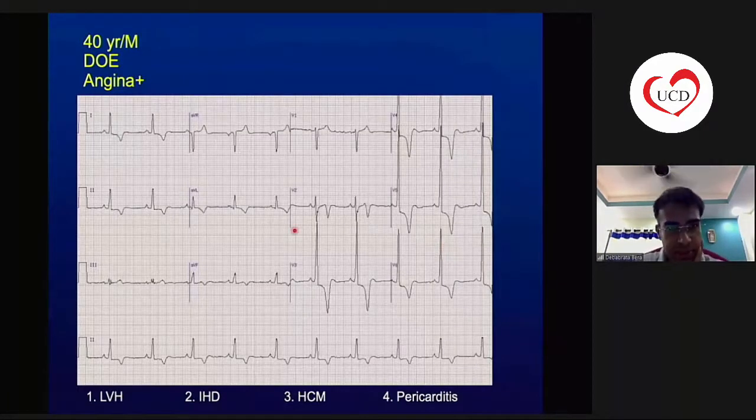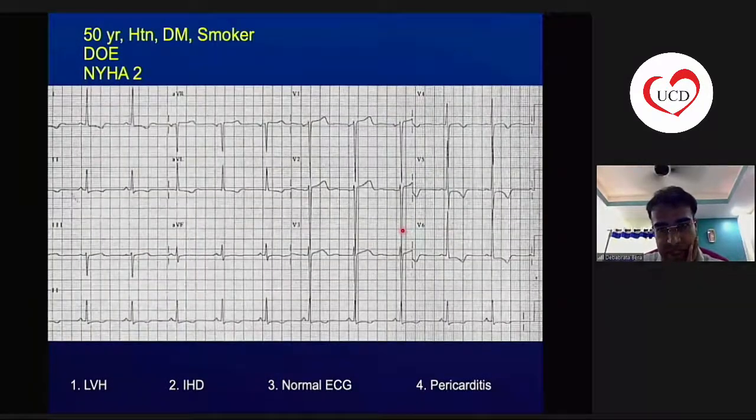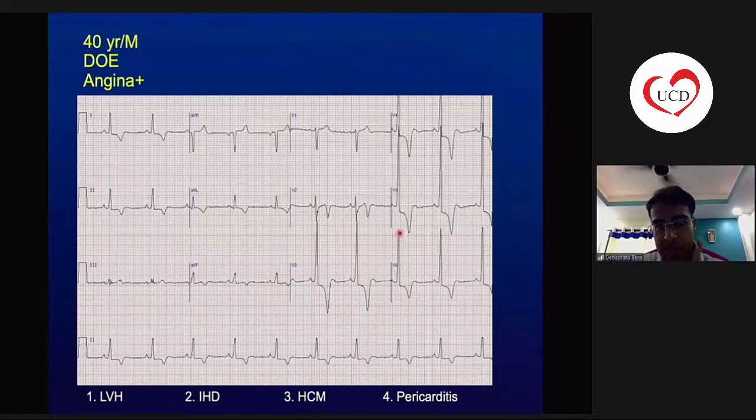In contrast, this patient is a 40-year-old gentleman who has again a dyspnea on exertion and angina. What is here? This is very, very important in contrast to the previous ECG. What we see here, there is a deep T-wave inversion, which is very, very symmetrical, and it starts after a relatively stable ST segment, and suddenly there is a very symmetric deep STT change.